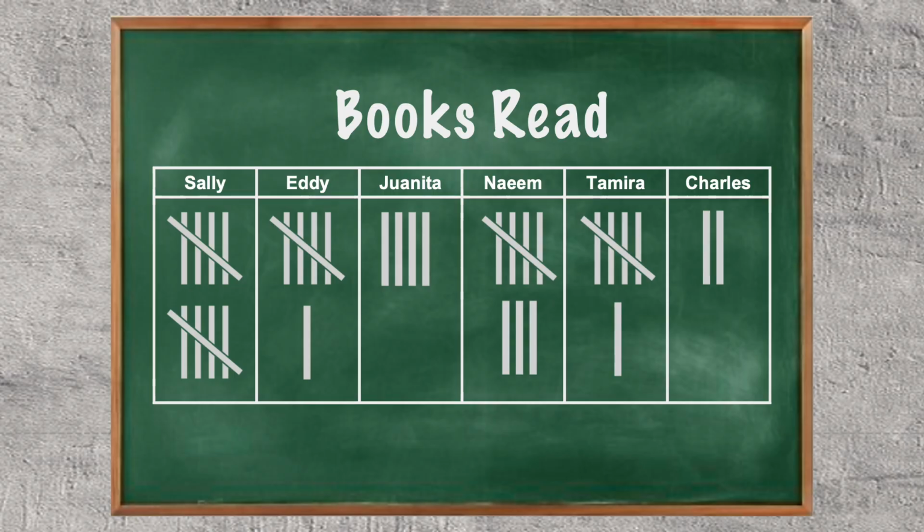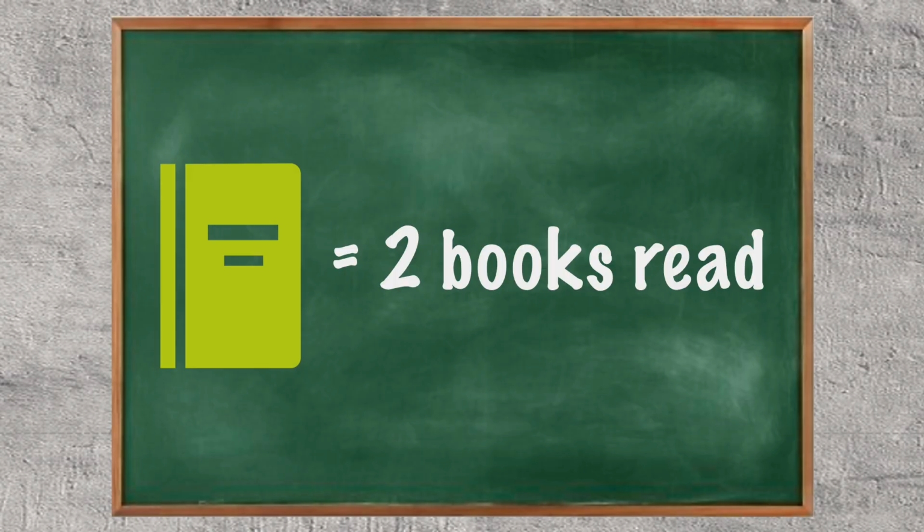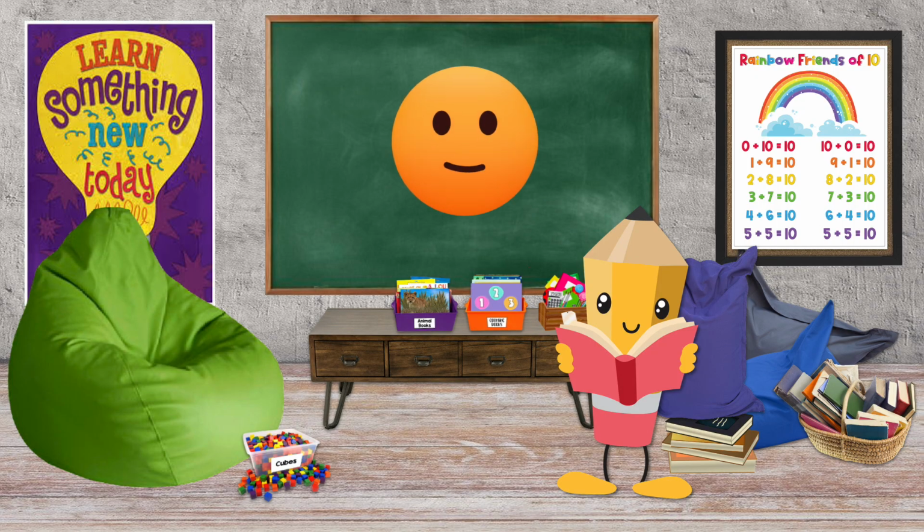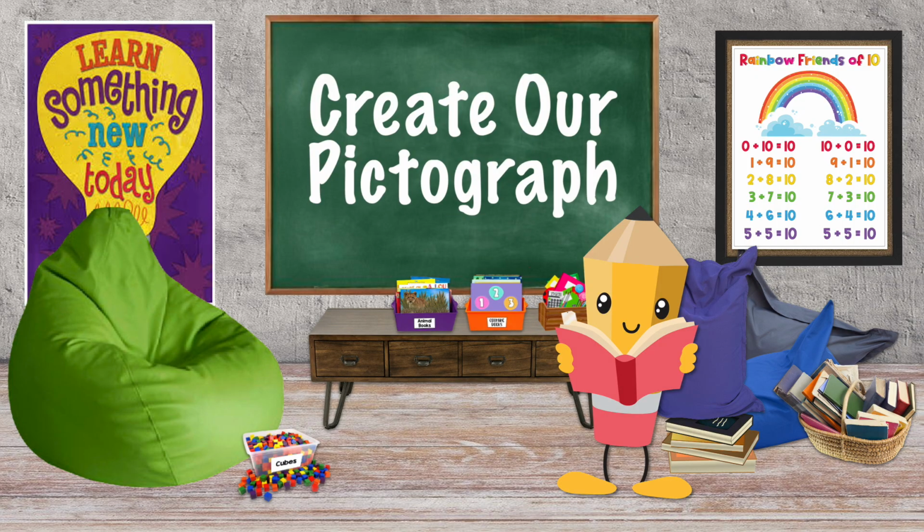Look at our tally chart. Since all the numbers are even, let's use 1 book picture stands for 2 books. Percival, now it's time to create our pictograph.